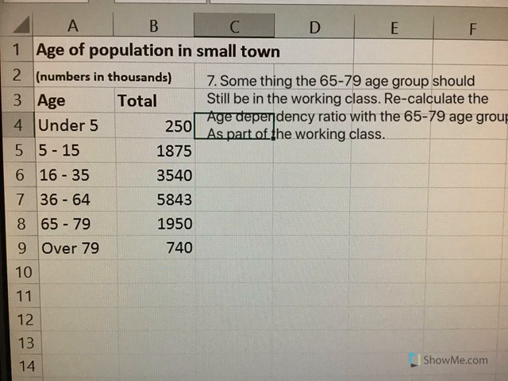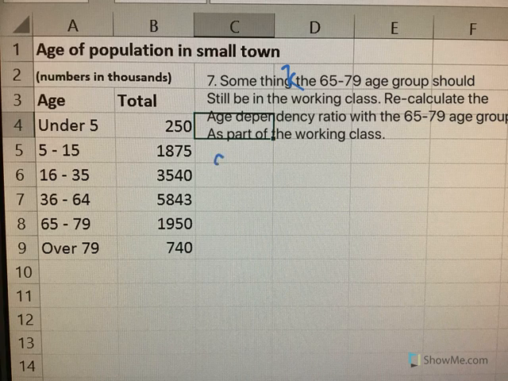All right. Last one here. Some think, that should say think and not thing. Some think that the 65 to 79 age group should still be the working class, right? People can work longer. Recalculate the age dependency ratio with the 65 to 79 age group as part of the working class. Now you can do this 2 ways. One, you can just add what you've done, or you can work it from the other. Let's do it both ways.